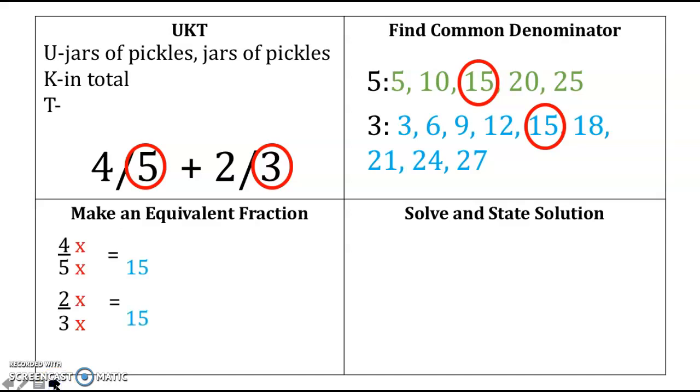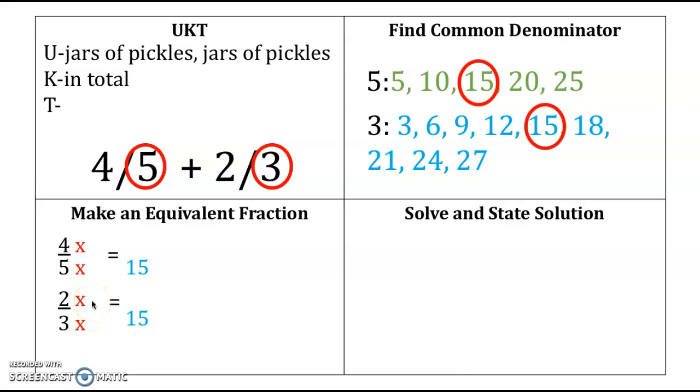Since this is the hardest thing for 5th graders to do this year, I make sure I start off by making my work organized. So I write down my two original fractions. We've got 4/5 and 2/3. And I put multiplication signs on both the denominator and the numerator on both fractions to indicate to myself that whatever I multiply my denominator by, I also have to multiply my numerator by.